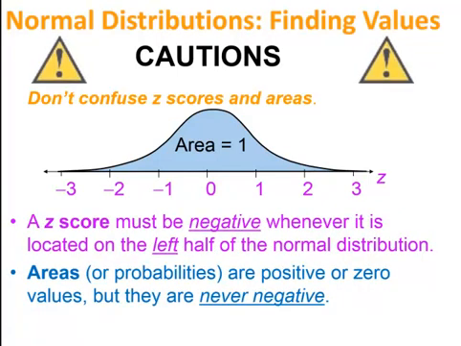Another key notion is Z-scores must be negative whenever they are located on the left half of the normal distribution. So if we have an area that's less than 50%, or 0.5000, we're going to have a negative Z-score. And lastly, areas and probabilities are the same, and are positive or 0 values, but never negative. So our Z-score can be negative, but you'll never have a probability with a negative value.